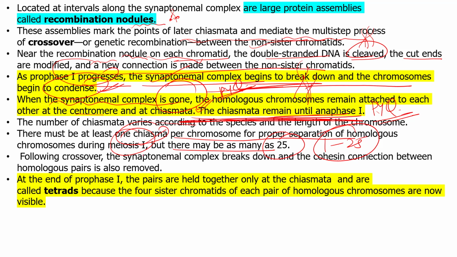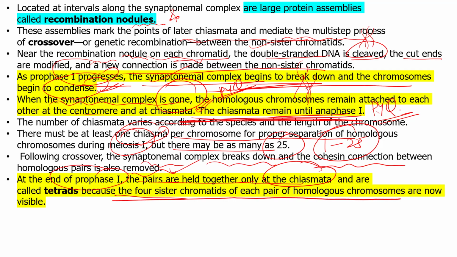Following crossing over, the synaptonemal complex breaks down and the cohesion connection between the homologous chromosomes is removed. At the end of prophase 1, the pairs are held together only at the chiasmata until anaphase 1, and are called tetrads because the four sister chromatids of each pair of homologous chromosomes are now visible.